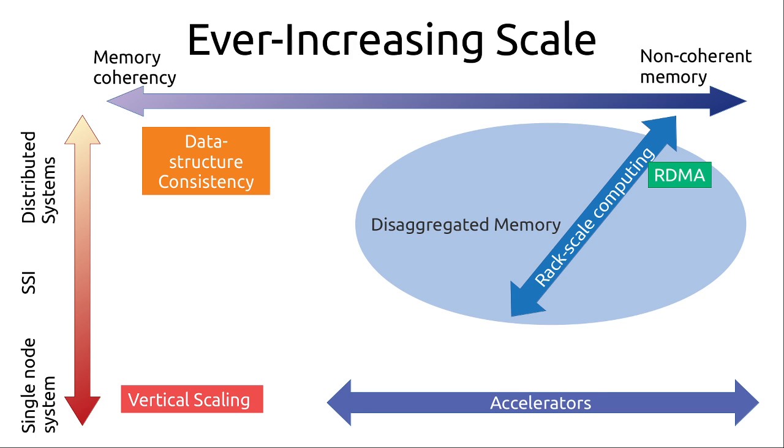So what we see here is a breakdown of a system into two different dimensions. On the left, we go from single node systems up to distributed systems. And in between, we have something that I'm labeling with single system images, SSI, as a type of system that provides an abstraction of being on a single node while actually being on a more distributed system. In the X direction, we have memory coherency or non-coherency on the right.